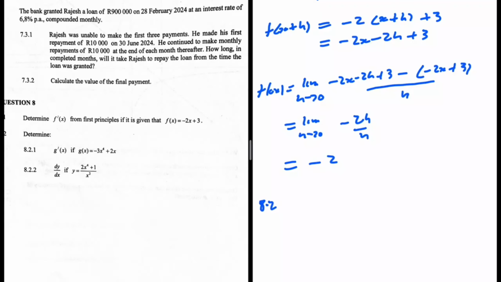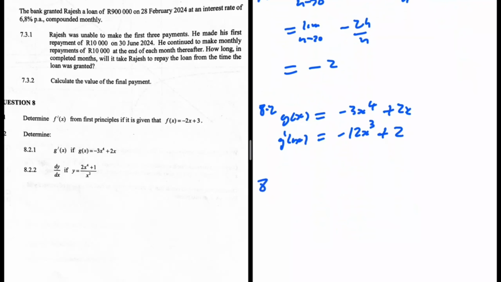Okay, so we're looking for g prime of x when g of x is equal to minus 3x to the power 4 plus 2x. Using the power rule, g prime of x will be equal to minus 12x to the power 3, from 3 multiplied by 4. This is minus 12, and then 4 minus 1 is 3, plus 2.